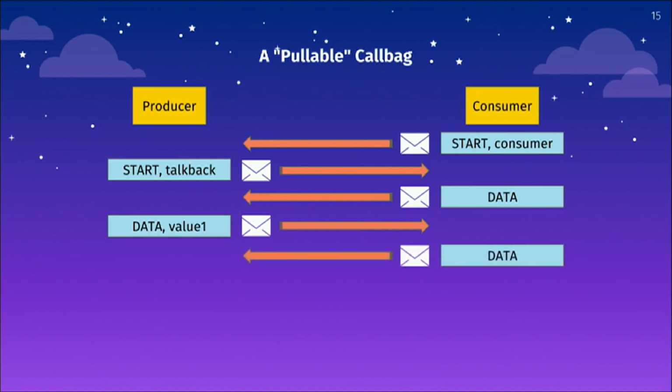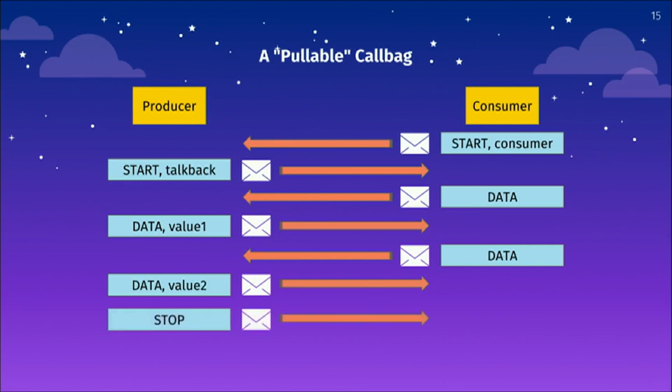And then the consumer might go, okay, do you have some more data? I want more data. And it sends some back. And then if it's finished, if the producer has no more data, in this example, it can send a message of a stop back to the consumer to say, we're done with our communication, I have no more data for you.